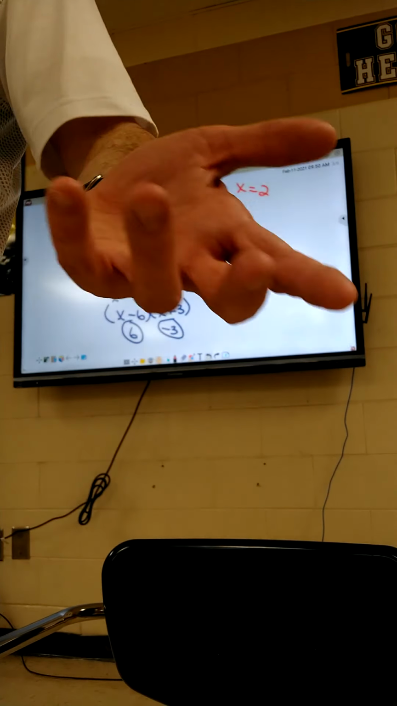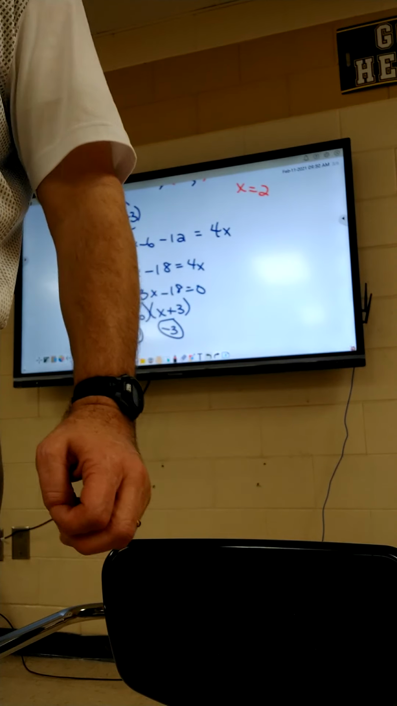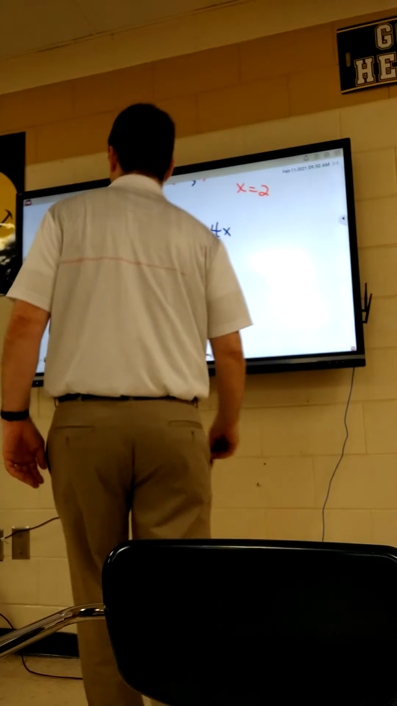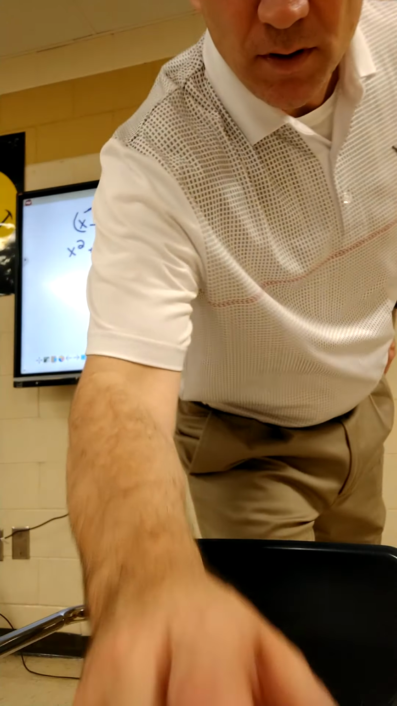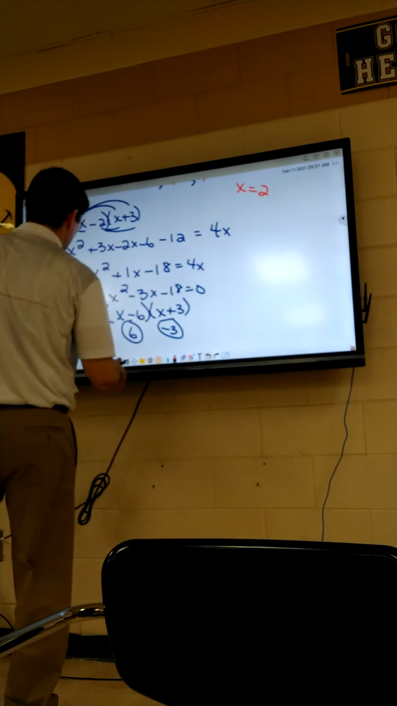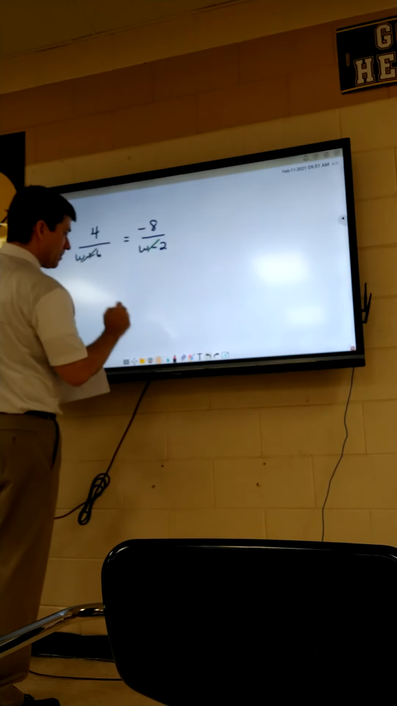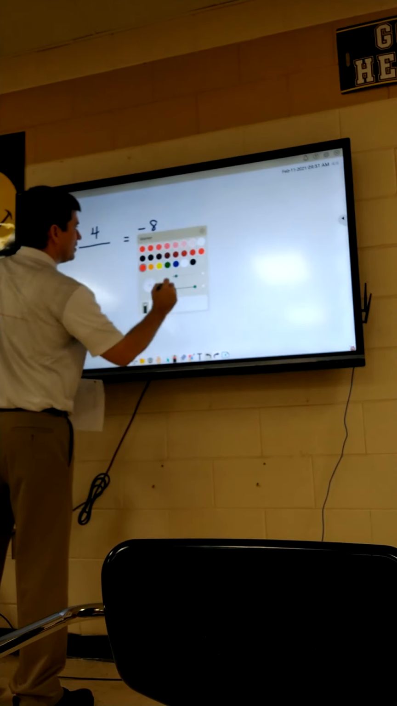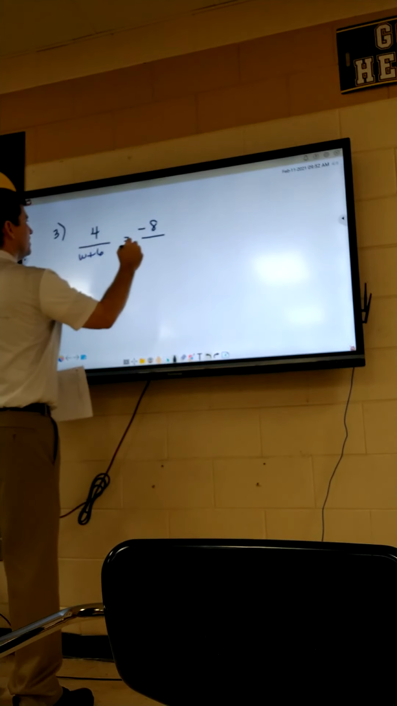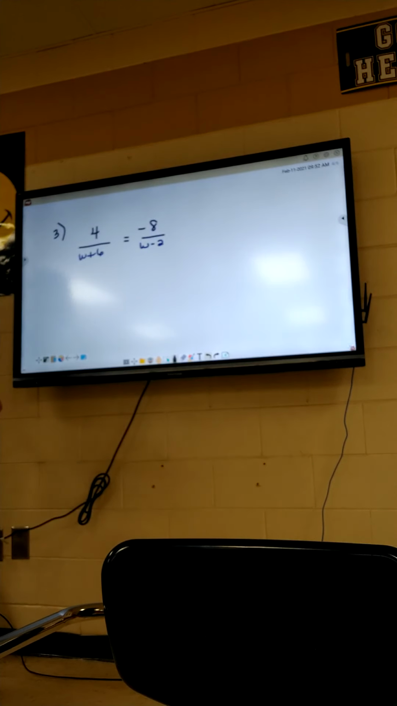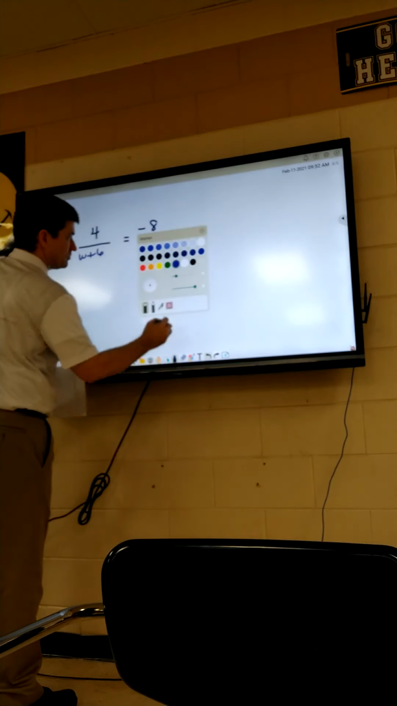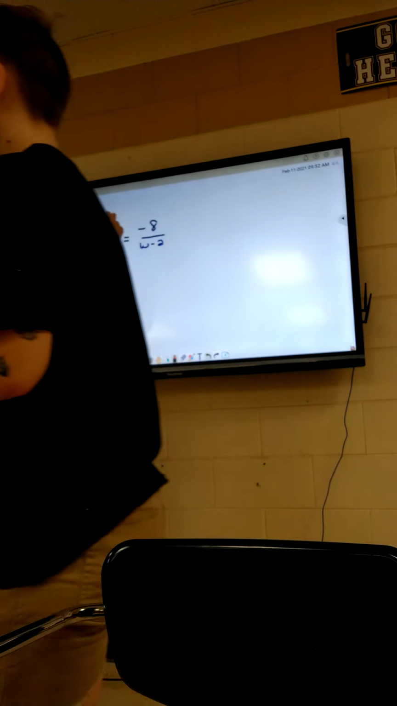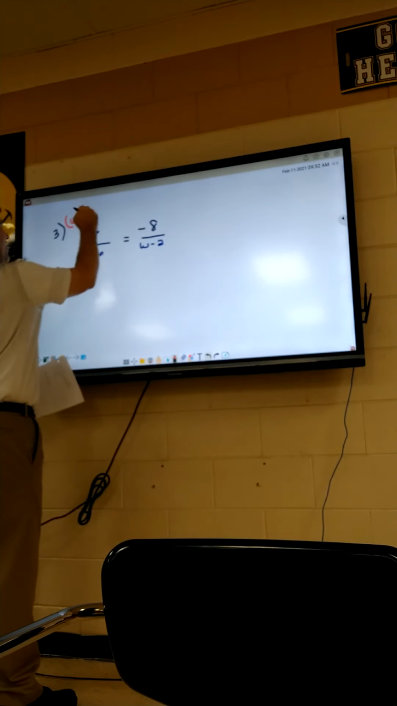All right, number 3 looks like a pretty easy problem. If you've been here, you guys try it. W plus 6 and W minus 2. All right, Ellis, look at number 3. What's my common denominator going to be? And remember the rule. You got to use one of everything on the bottom. W plus 6 and W minus 2. Very good. W plus 6 and W minus 2.